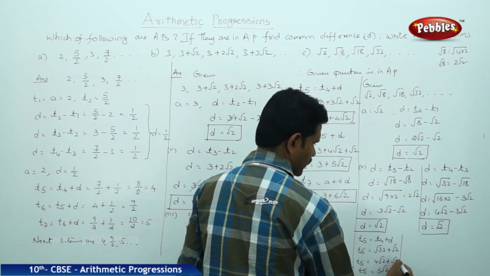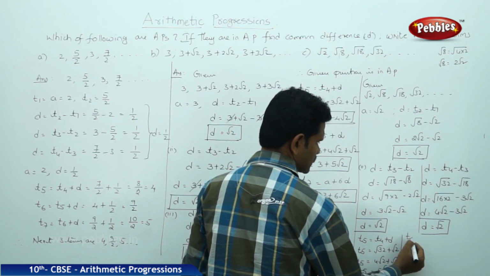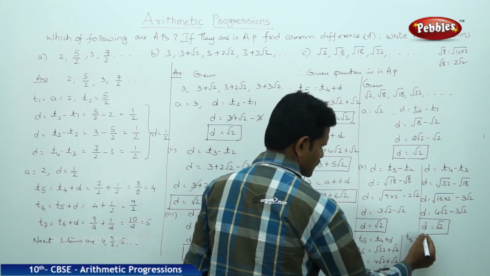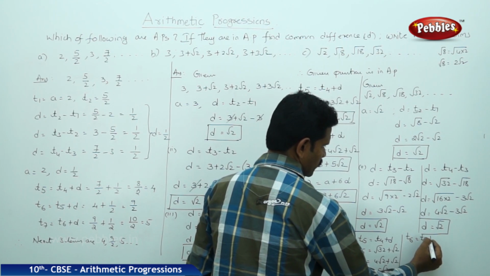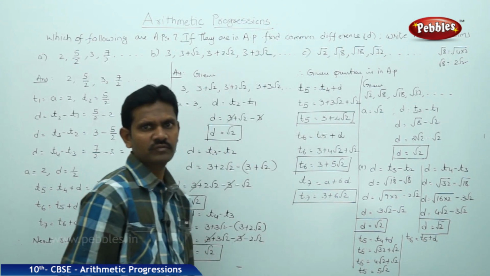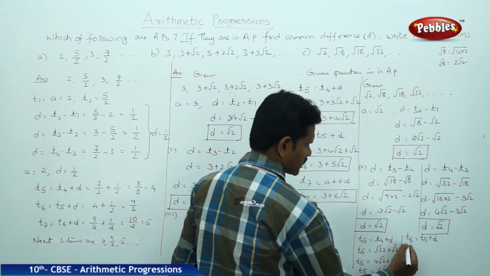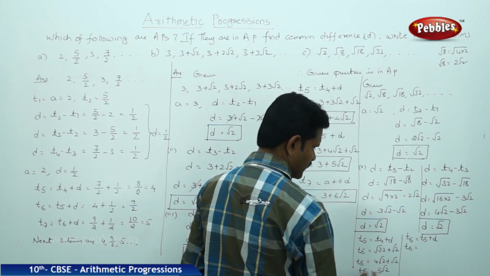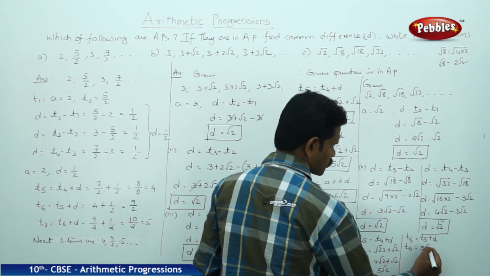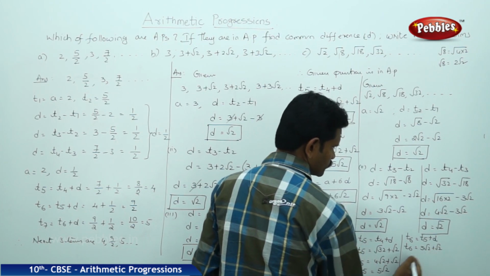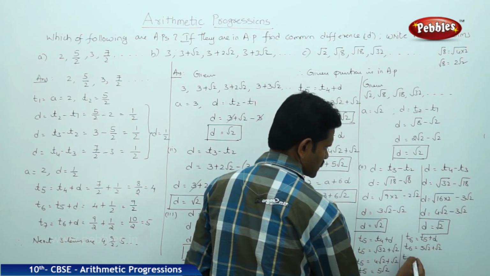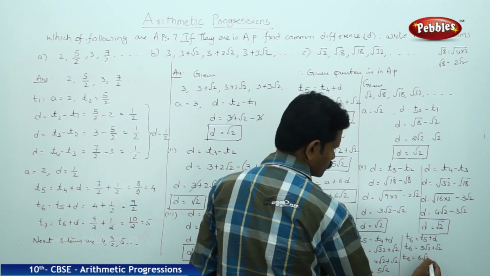Similarly, we have to find out T6. T6 is nothing but T5 plus D, that is T6 is equal to, T5 is 5 root 2, plus root 2, that is T6 is equal to 6 root 2.